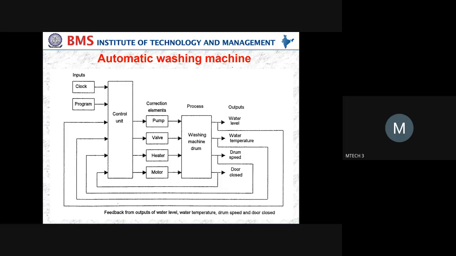One is called the pre-wash cycle. You can note down: the first one is the pre-wash cycle, the second one is the main wash cycle, the third one is the rinse cycle, and the fourth one is the spin cycle. So these are all the four cycles.